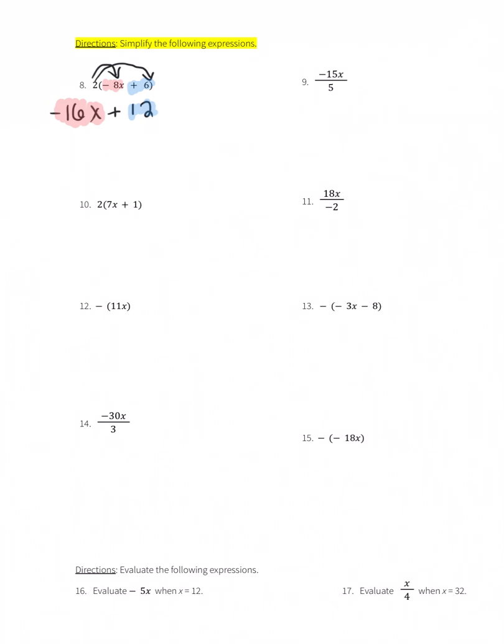Now I'm looking at, let's say, number 11. I have 18x divided by negative 2. I can simplify this by dividing. So 18 divided by negative 2 is equal to negative 9. This x cannot just disappear. We don't know its value, so we go ahead and attach the x. So the answer to this is negative 9x.